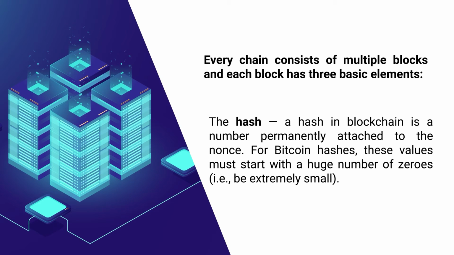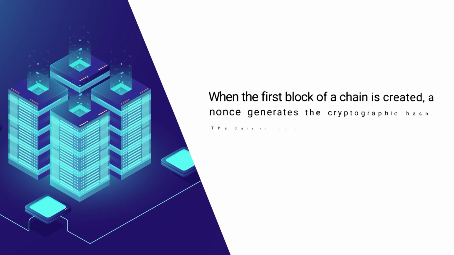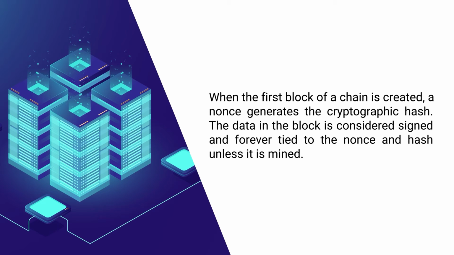A hash in blockchain is a number permanently attached to the nonce. For Bitcoin hashes, these values must start with a huge number of zeros, being extremely small. When the first block of a chain is created, a nonce generates the cryptographic hash. The data in the block is considered signed and forever tied to the nonce and hash unless it is mined.